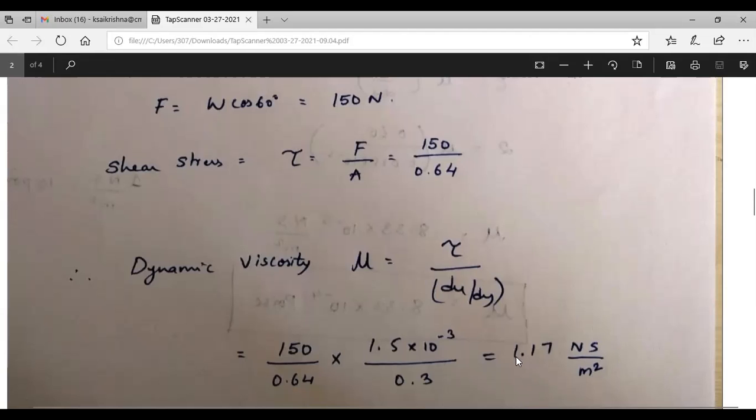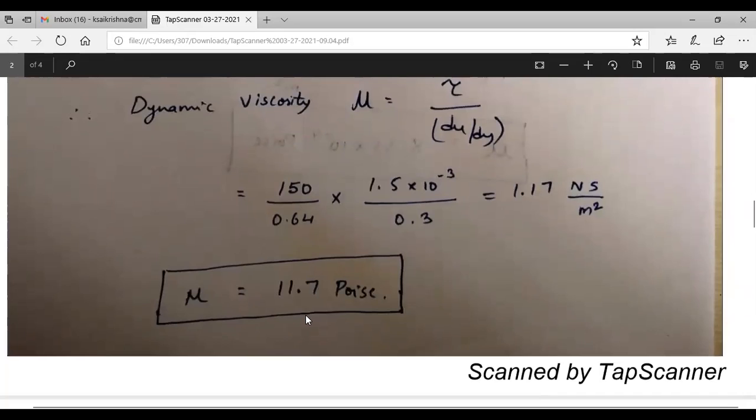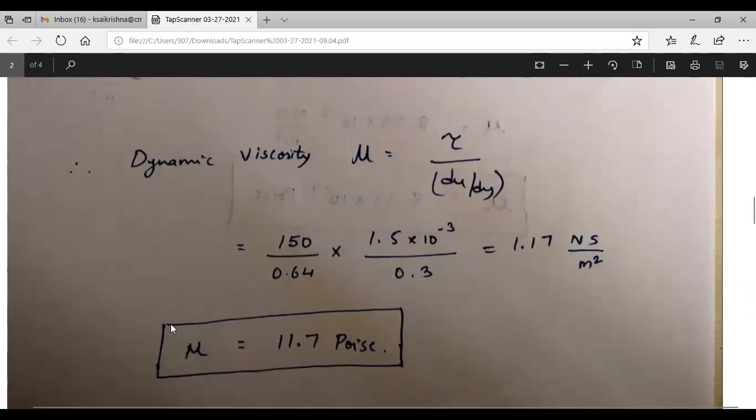So what do you get? 1.17 into 10 poise, that is 11.7 poise. So mu equal to 11.7 poise. Okay, just copy it.